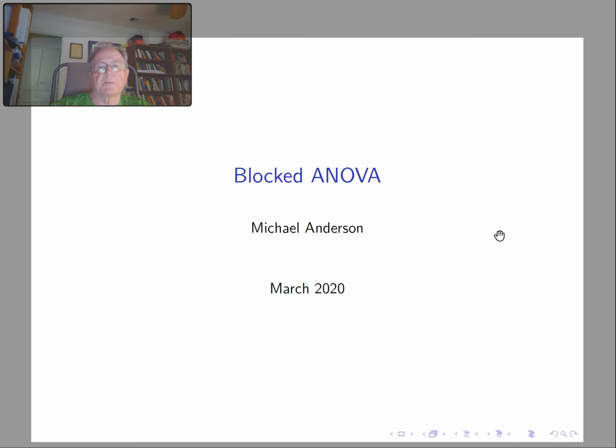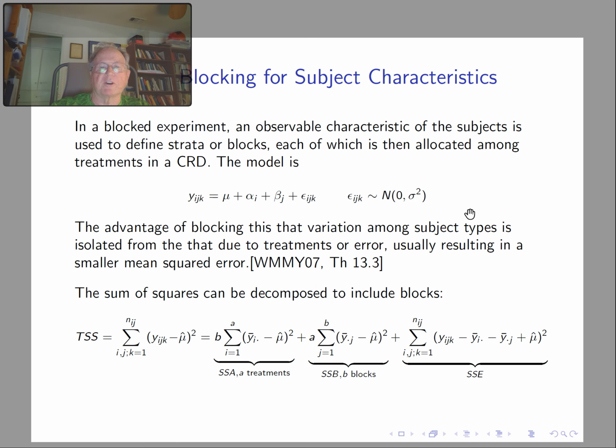This lecture talks about the use of blocking in analysis of variance. Blocking is a technique that we use to control for known variability. An observable characteristic of subjects is used to define strata or blocks, and in each of them then we allocate the treatments in a completely randomized design.